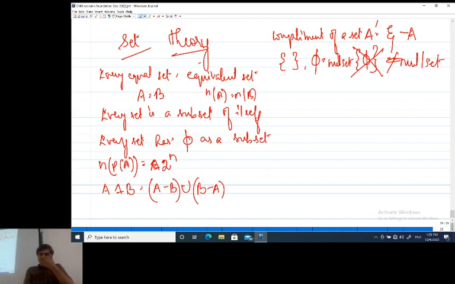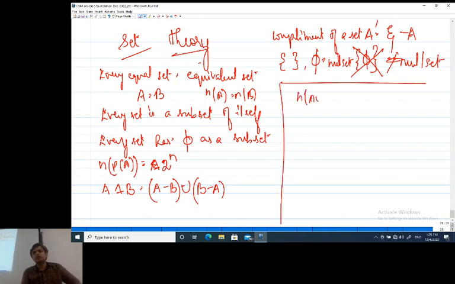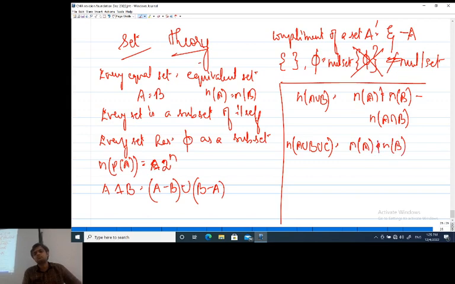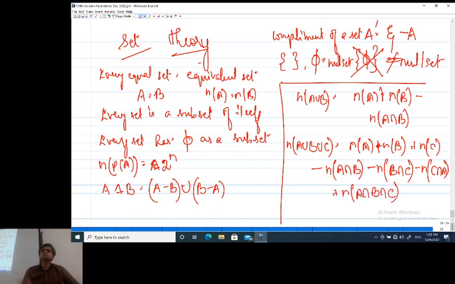Okay? Coming into the Venn diagram formulae, the two most important formulas that you will be using: n of A union B is given by n of A plus n of B minus n of A intersection B. N of A union B union C is n of A plus n of B plus n of C minus n of A intersection B minus n of B intersection C minus n of C intersection A plus n of A intersection B intersection C. Clear?